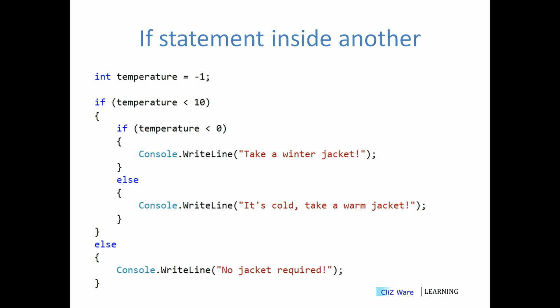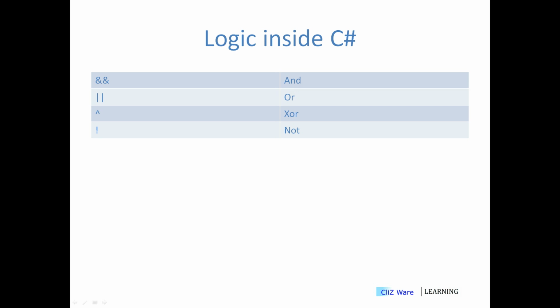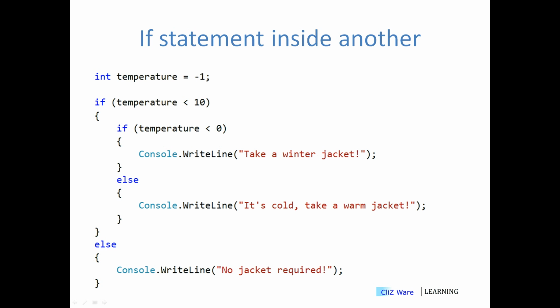So here, basically, what this program will do is say, if the temperature is less than 10, then we're going to execute this block here. We're going to execute some of these. So then we are going to check, is the temperature less than 0? If that's the case, we're going to do something. If that's not the case, we're going to do something else. And if the original if statement, I mean the first if statement, is false, we're going to do the else. That's if statements inside other if statements.